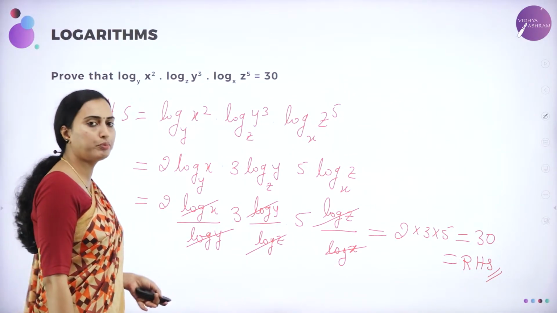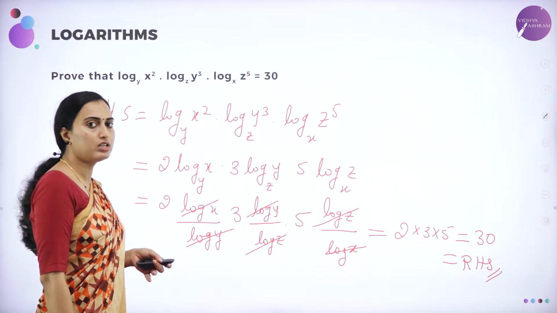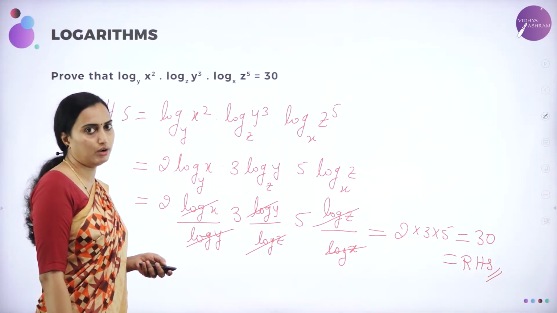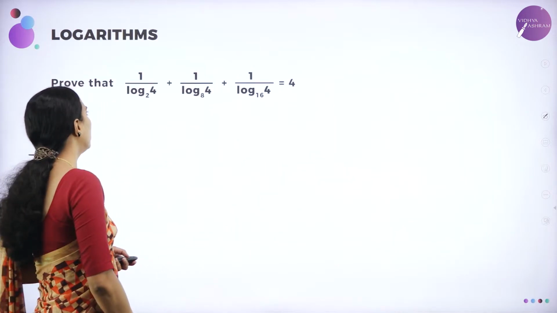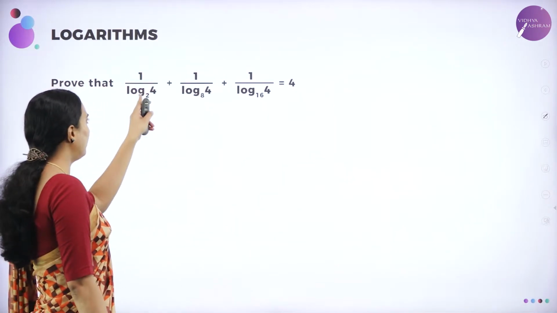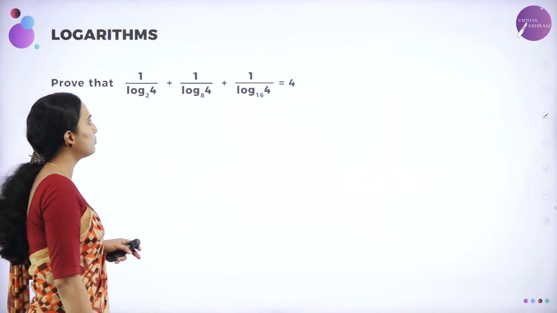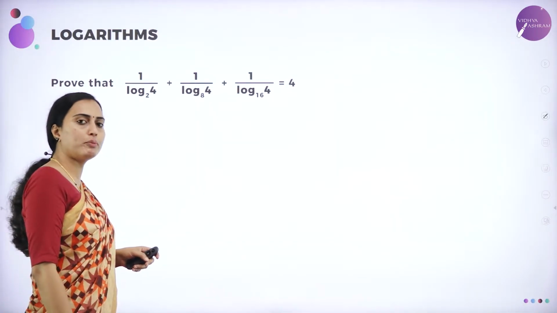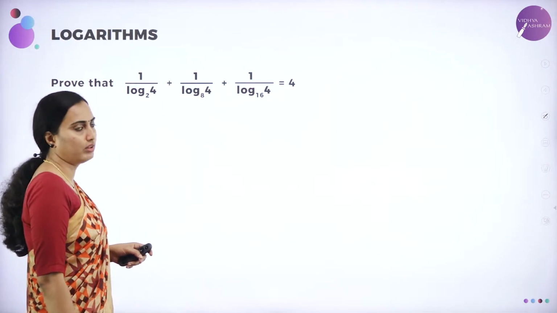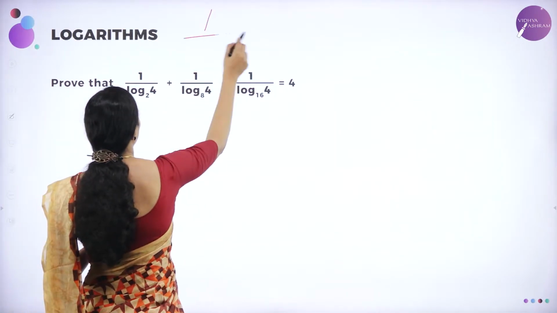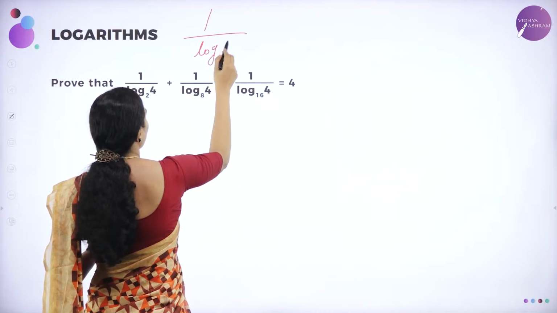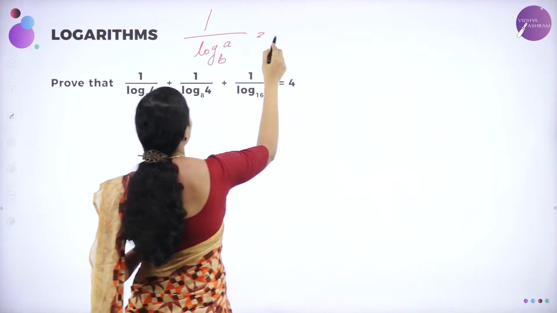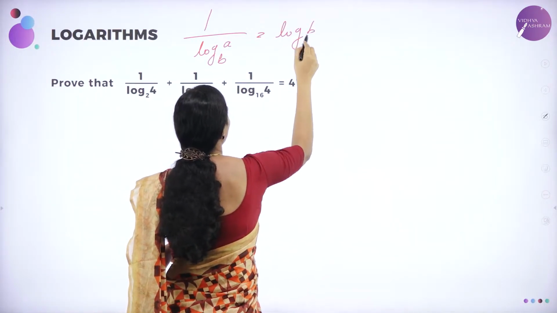So this is how the procedure goes according to the solution or the problem level. Okay, we'll move on to the next question. Prove that 1 divided by log 4 to the base 2 plus 1 divided by log 4 to the base 8 plus 1 divided by log 4 to the base 16 is equal to 4. I'm going to use the formula 1 divided by log A to base B can be written as log B to base A.